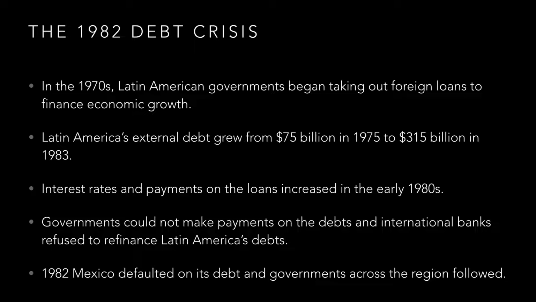Mexico is going to have about $100 billion of debt, as well as Brazil. So they made up a large portion of this total debt. And when that occurred, the payments on the interest were so high that Latin America was basically forced to default on these loans. They could not make the payments. Mexico was the first country to default in 1982, and later it was followed by governments across the region.